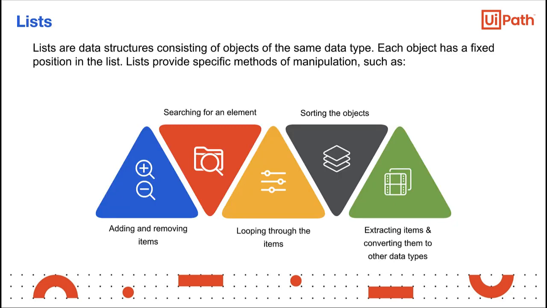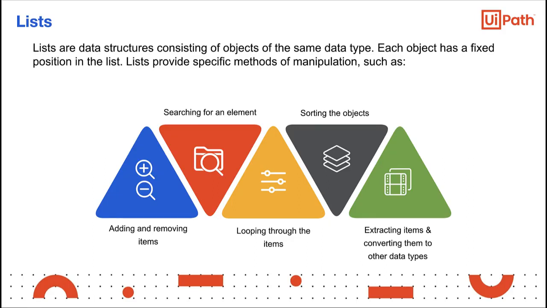Lists are data structures consisting of objects of the same data type, for example, string or integer. Each object has a fixed position in the list. Thus, it can be accessed by index. While arrays are fixed-size structures for storing multiple objects, lists allow the user to add, insert, and remove items.